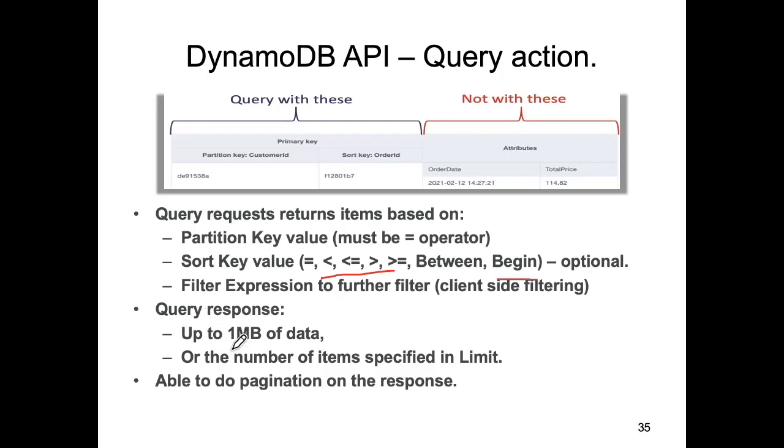Remember, the collection of items that come back from the query are going to be sorted based on the sort key. So if you specify a limit in your query request, it'll take the top number within that collection. DynamoDB is able to do that on the server side. It also supports pagination, although we won't get into that.